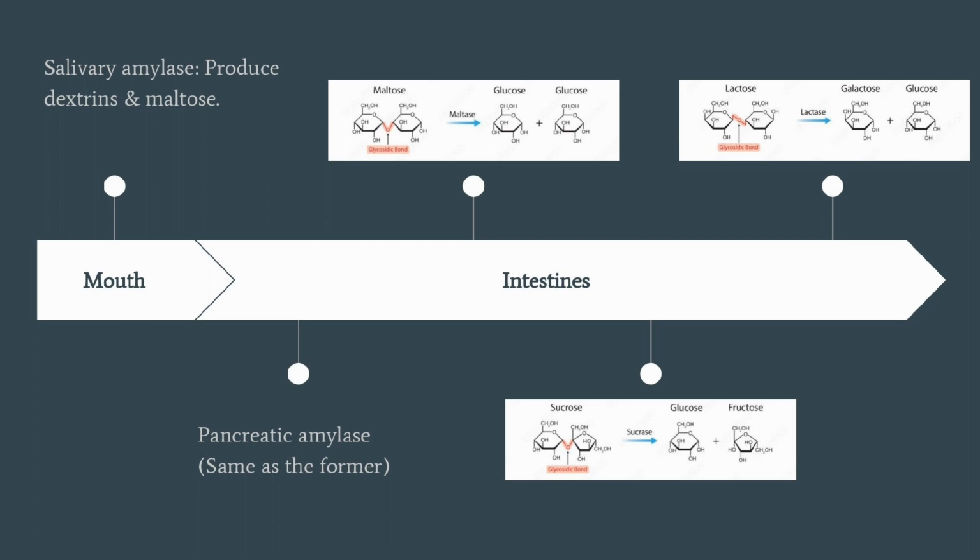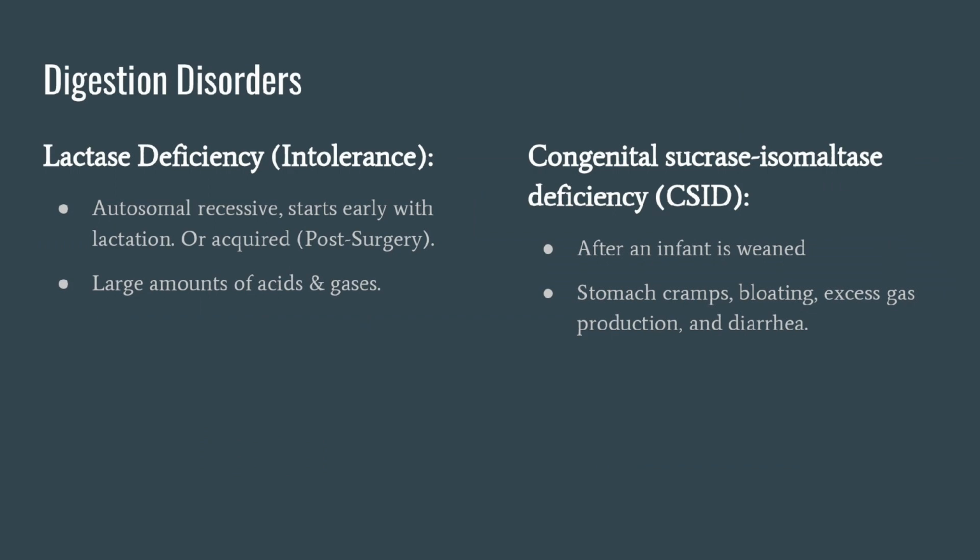And lastly, the intestinal glycosidases, which include maltase, isomaltase, lactase, and saccharase, all of which are used to break down the corresponding sugar molecule. Some people may face lactose intolerance due to lactase deficiency. It's autosomal recessive and occurs early during the lactation period. Due to accumulation of lactose and bacterial fermentation, large amounts of acids and gases are produced. The congenital saccharase-isomaltase deficiency occurs after the child starts to consume fruits and vegetables. Stomach cramps, diarrhea, and others are typical symptoms, similar to those of lactase deficiency.